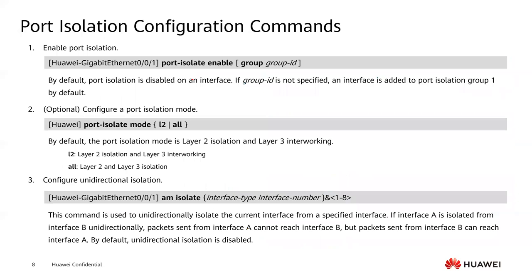Now let's look at how to configure port isolation. The first command is this: just enable port isolation in the port view. And you can use the group keyword and the group ID to specify the group. By default, the group ID is one. And we have already said that for port isolation, we have layer two and layer three modes. By default, the port isolation mode is layer two in the working mode. So what does it mean? It means you can't communicate by layer two, but you can communicate with layer three.